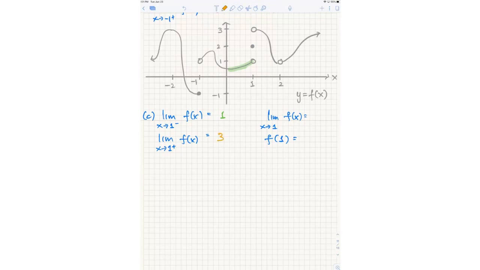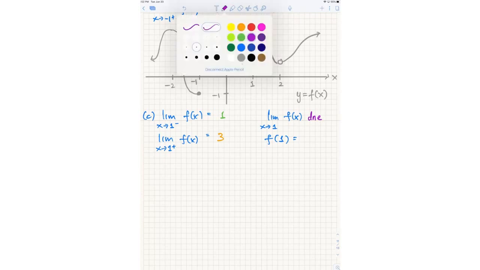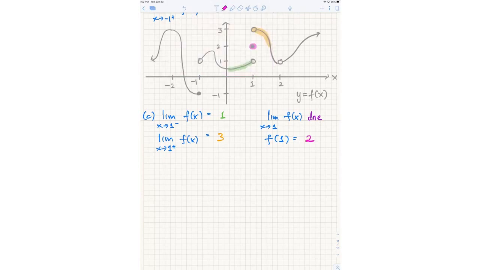3. Good, right? We're only concentrating on this part of the graph up here. What would you say is the overall limit? Does not exist, right? Because why? Because the two one-sided limits do not agree with each other, right? 1 and 3 are not equal. What would you say is f of 1? 2, right? You're just looking for where the closed circle is. So that would be this pink, and that would be y equals 2. So you can actually see that all four of these answers could be different, right? That's perfectly possible.